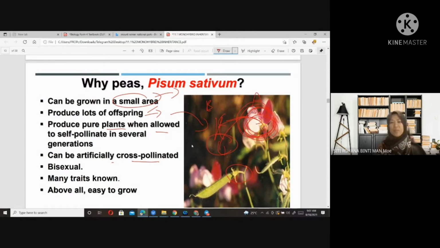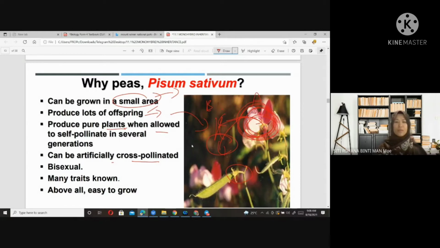Okay. And Pisum sativum actually can produce pure plants. Okay. So when self-pollination occurs, self-pollination means that the same flower, okay, pollination can occur in the same plants or maybe, okay, different flower in the same plant, self-pollination. Okay, pure plants means that can retain the same characteristic. Okay, kalau bunganya warna pink, so dapat anak pun warna pink juga. Itu maksud pure plants. Kita tengok nanti pure breed.